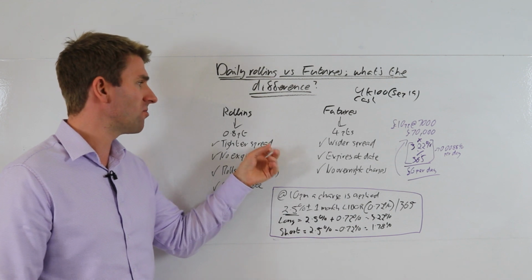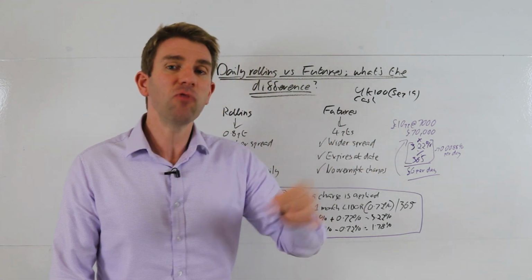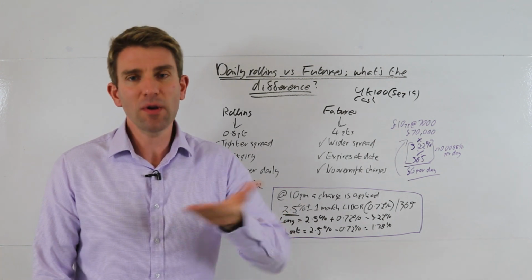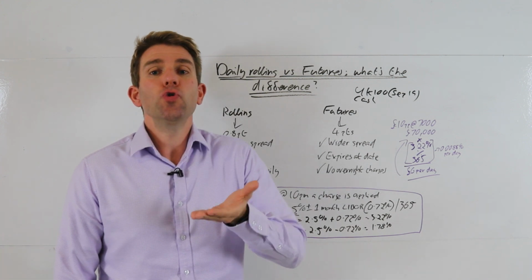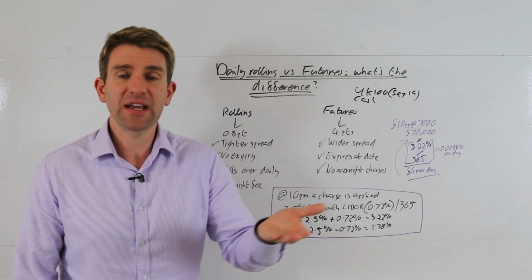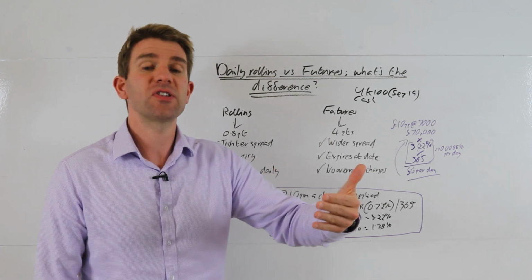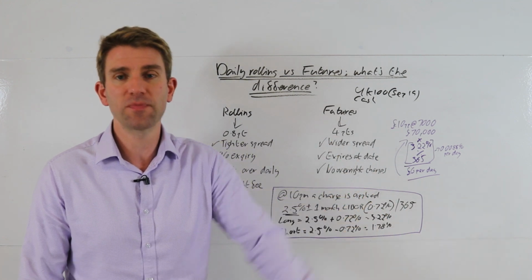Tighter spread on the rolling, wider spread on the futures contract. Now, with the daily rolling, you've got no expiry. Basically what's happening is in the evening, normally about 10 o'clock at night UK time, the contract is rolled over to the next day and you'll pay a charge. We'll look at how much the charge is in a moment, but it will just stay open indefinitely, either until you hit your limit, you stop, or you close the position.